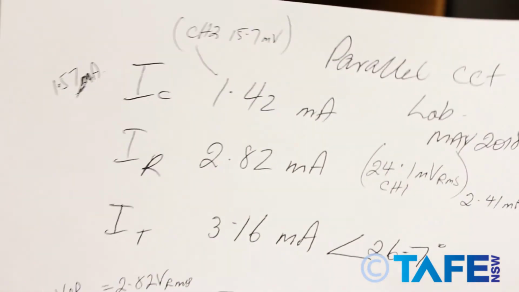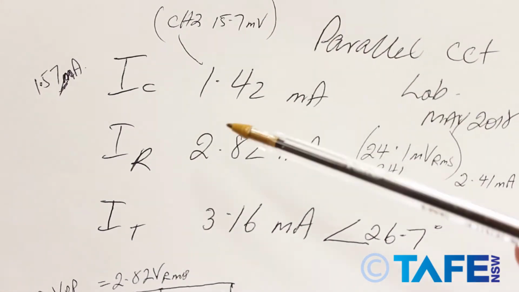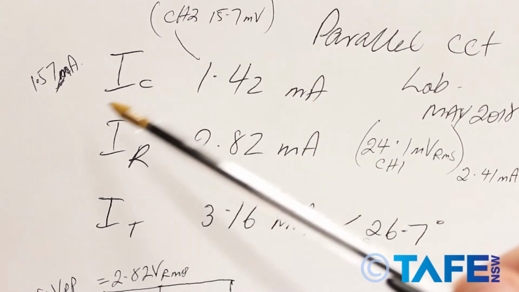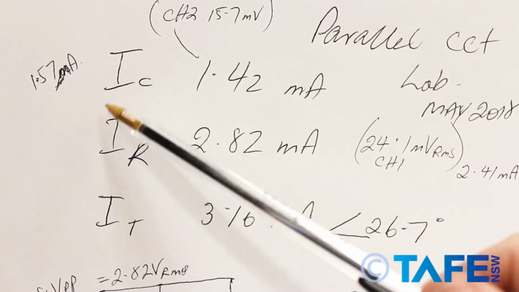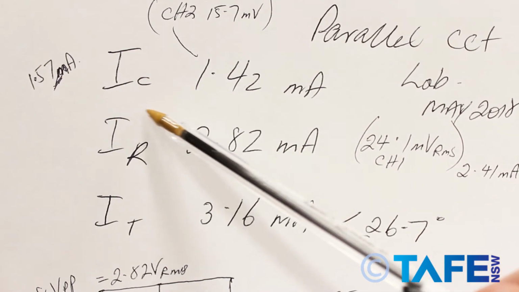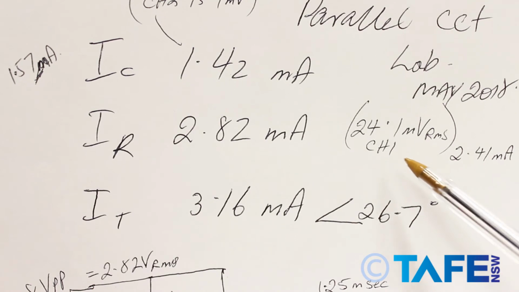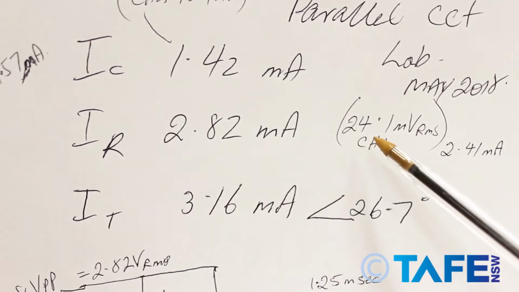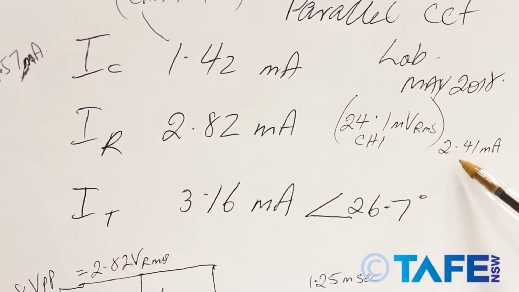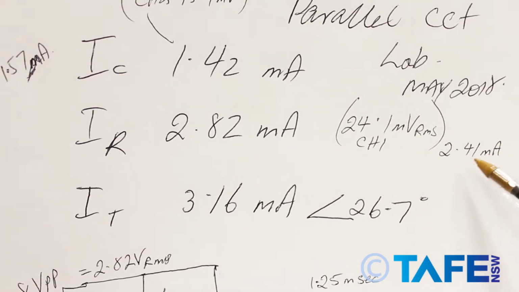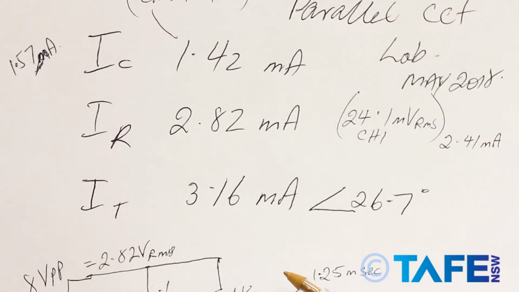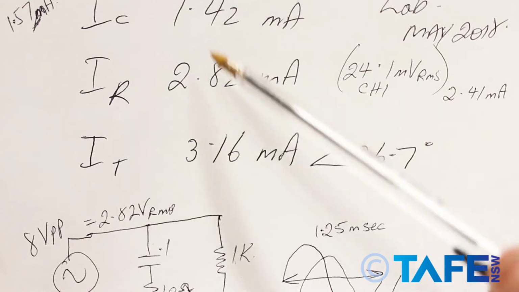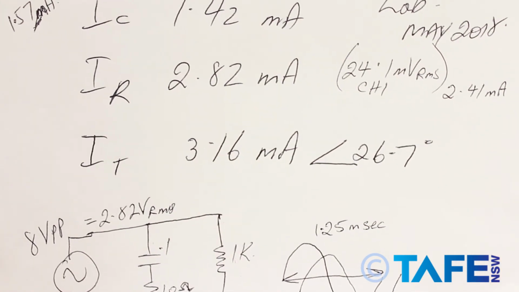Looking at the currents, we had the original calculation. We got 1.42 milliamps for IC. We measured 1.5 milliamps for IC. We calculated 2.82 milliamps for IR, and we got in the measurements 2.41 milliamps, which is pretty close to the mark. And IT, I might set it up to do IT. We should be getting the vectorial sum of those two, which is 3.16.